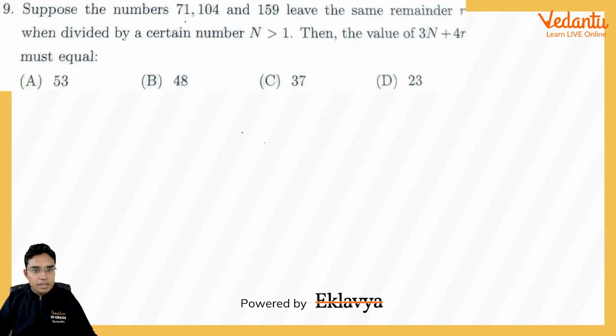Suppose the numbers 71, 104 and 159 leave the same remainder r when divided by a certain number n. Then the value of 3n plus 4r must be equal to what? Okay. Dear all, when n divides 71, 104 and 159 and leaves the same remainder, that means the difference of these numbers must be divisible by n.